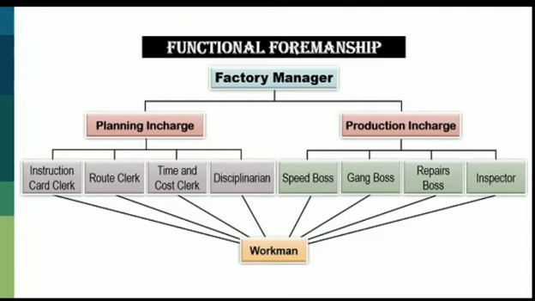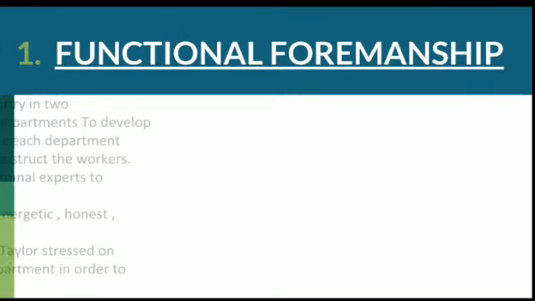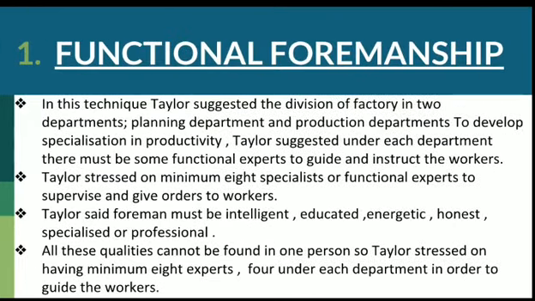And all these eight experts or foremen give instructions to the workforce or to the workers and staff of the factory. So this is all about basically the functional foremanship technique propounded by F.W. Taylor. So we shall study this in detail. In this technique Taylor suggested the division of factory in two departments, that is planning department and production department, to develop specialization in productivity.